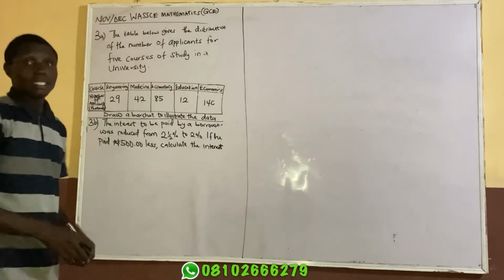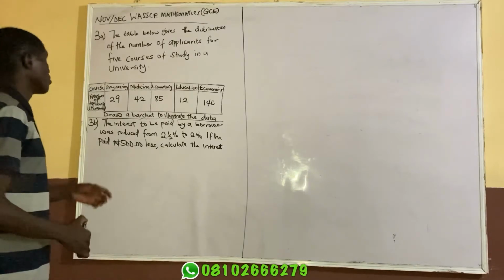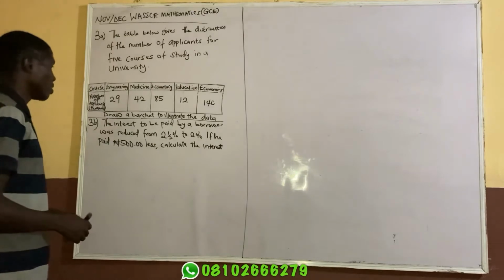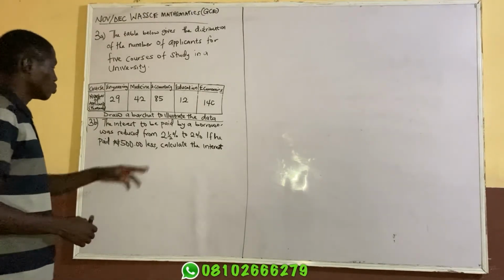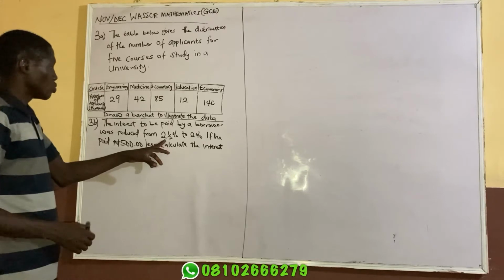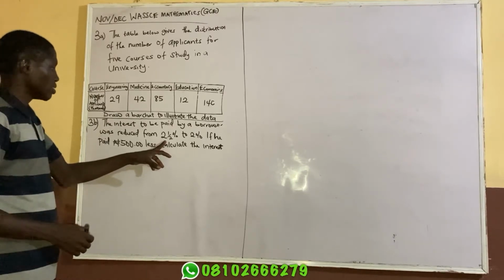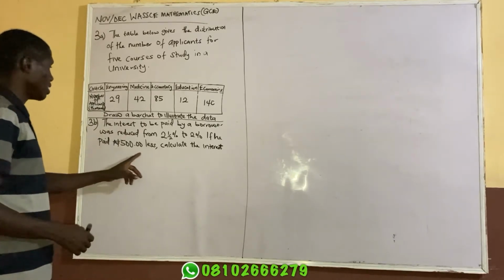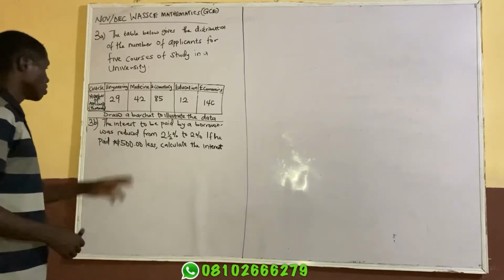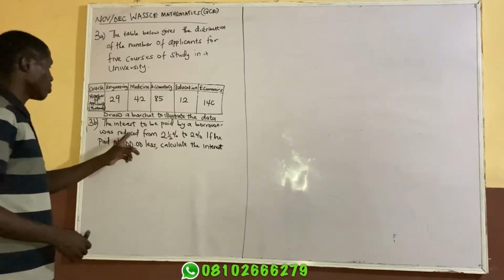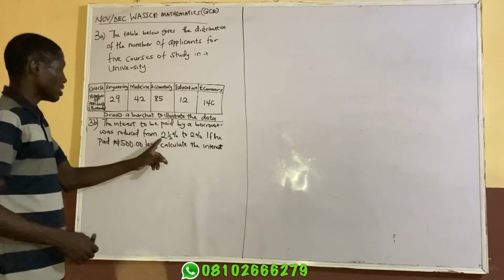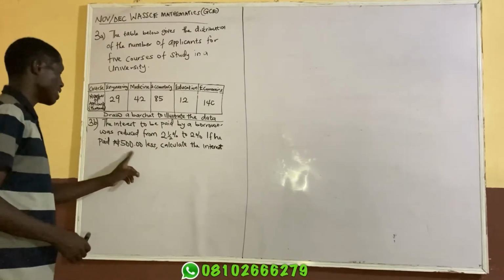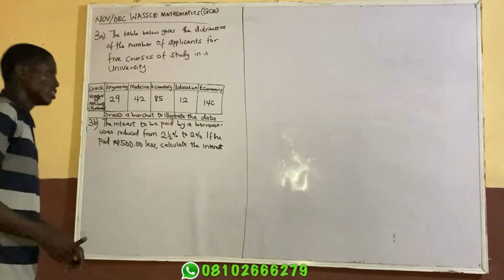Now, here is the 3B aspect of question 3. The interest to be paid by a borrower was reduced from 2.5% to 2% rate. If he paid 500 less, calculate the interest.